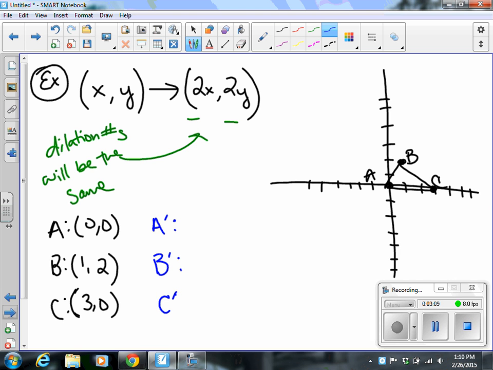It's the same thing. Well, 2 times 0 is 0. 2 times 0 is 0 again. For B prime, I'm going to go ahead and plot that. B prime, 1 times 2 gives me 2. 2 times 2 gives me 4. Okay, I can plot. Now for C prime, 3 times 2 gives me 6. 0 times 2 gives me 0.